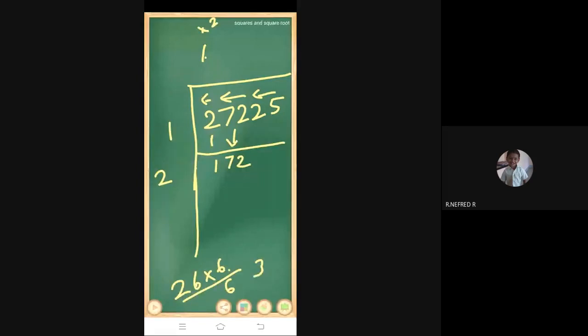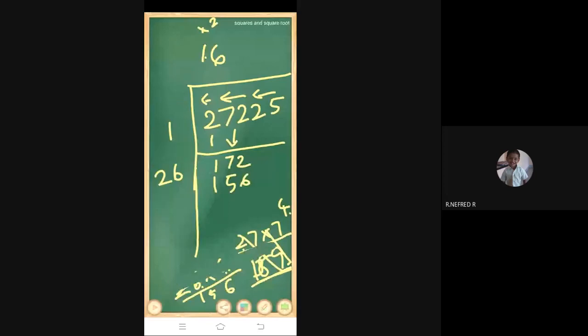We are getting 156. So let us check with 7. 7 sevens are 49, balance 4. 7 twos are 14, 14 plus 4, 18. 189. So this is not possible. So we have to write only 6. Here 6, here also 6. So how much? 156. Now let me rub this.